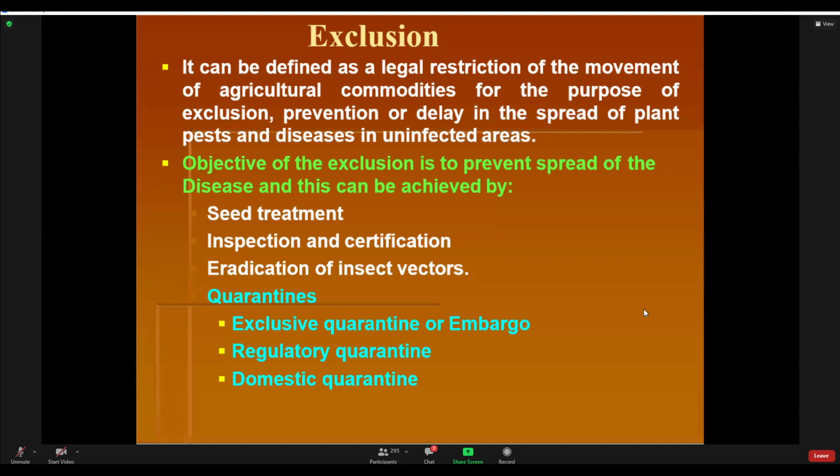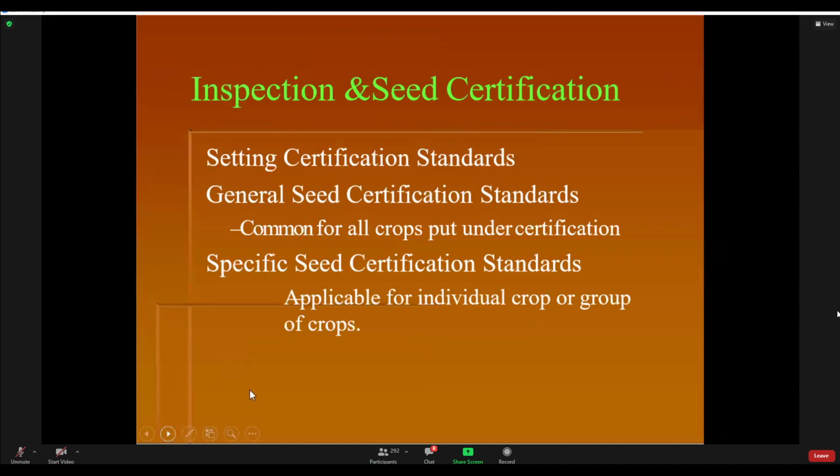For example, maybe rice blast is very severe in Mymensingh district, but maybe there is no rice blast disease in Khulna district or in Chittagong district or in Rajshahi region. So what we have to do? We have to restrict the movement of rice seed from the Mymensingh region to the other regions where the blast disease is not seen. We call it domestic quarantine. And for this, we have to set standard.